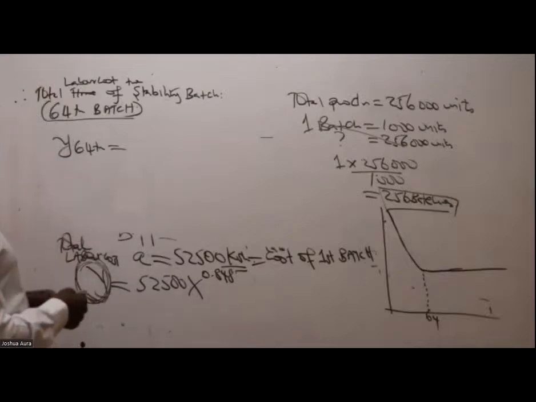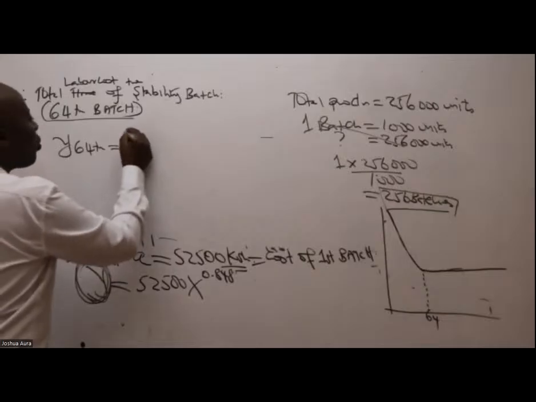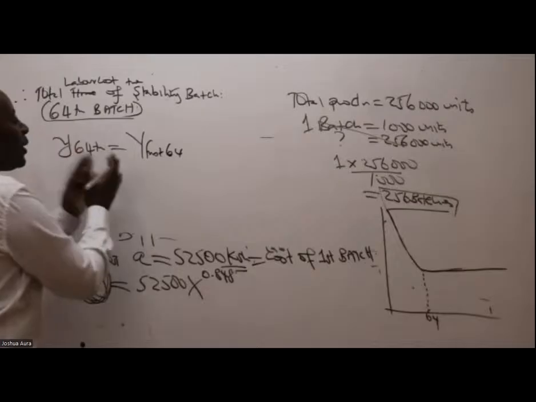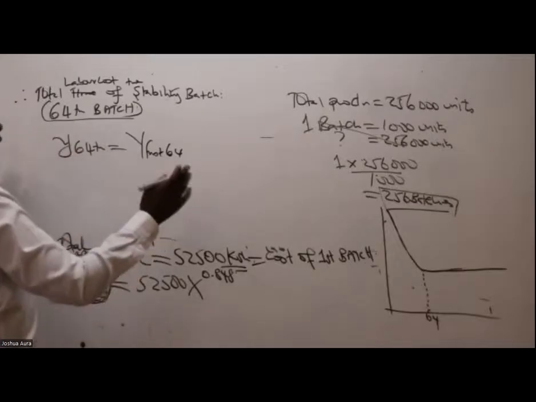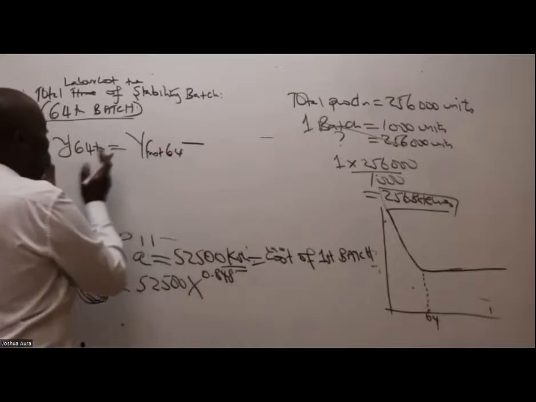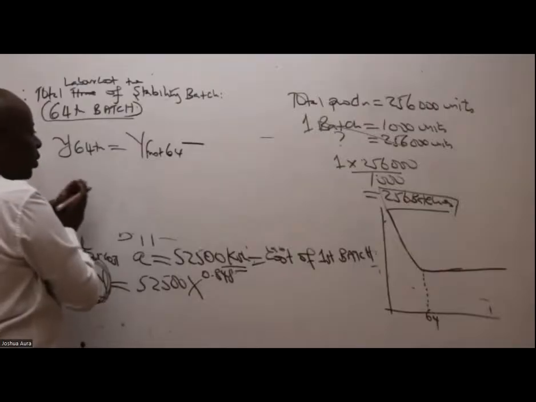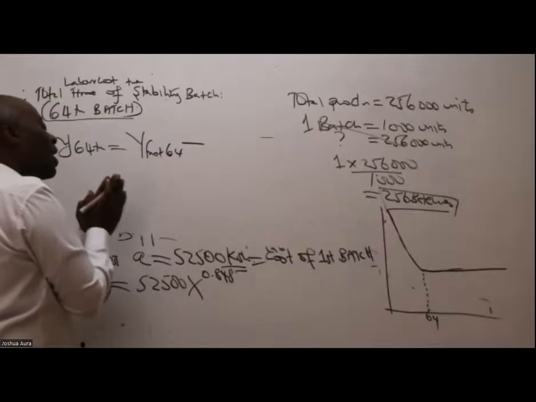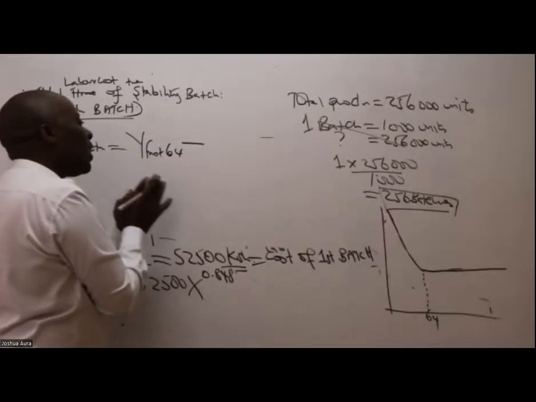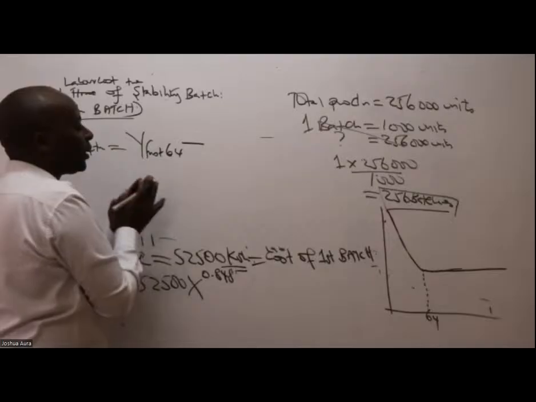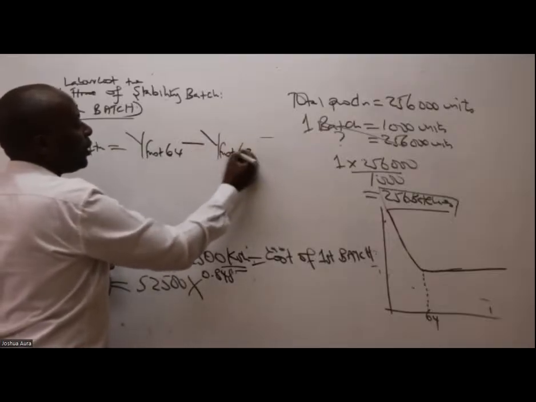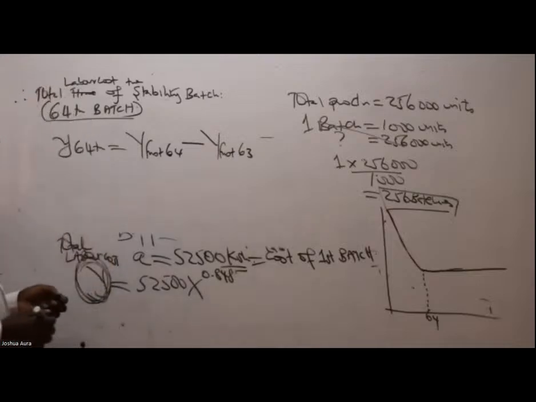Great, you're right. So first of all, I'll talk of y first 64. I get the total time for all the 64 batches. And then I'll say minus, because I only want one of these batches, which is the 64th batch. So it'll be only prudent if I cut out the first 63. So minus y first 63.